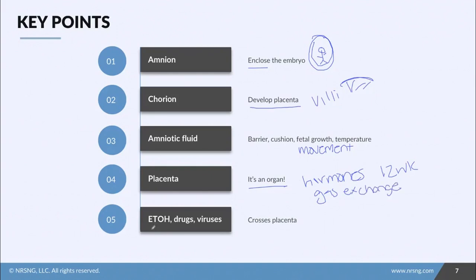And then our alcohol, our drugs, and our viruses can all cross the placenta. So just ensure that we have good hand hygiene to prevent viruses, and that the patient is not drinking alcohol or using any substances that she shouldn't use.